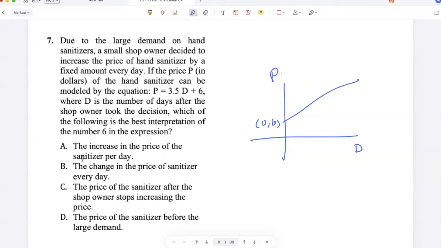So the increase in price of the sanitizer per day, no, that's the slope, 3.5. So it's not A. The change in the price of sanitizer per day, no, that's the same as option A. So it's not this. The price of the sanitizer after the shop owner stops increasing, no. The price of the sanitizer before the large demand, yeah. So before he starts increasing the price.